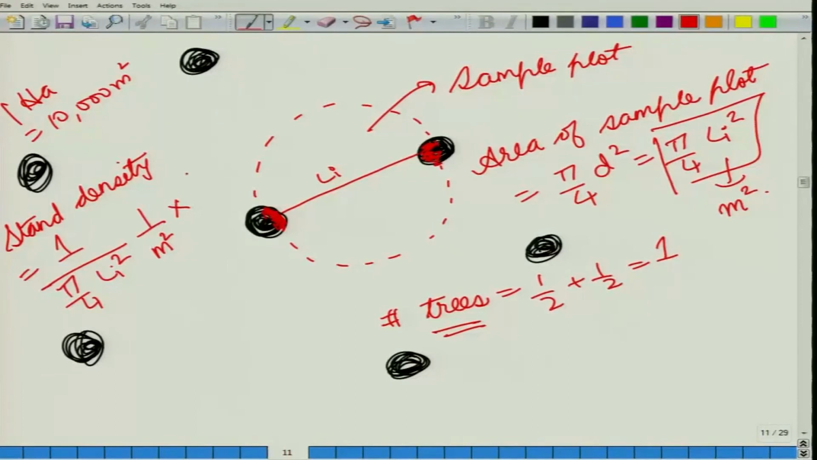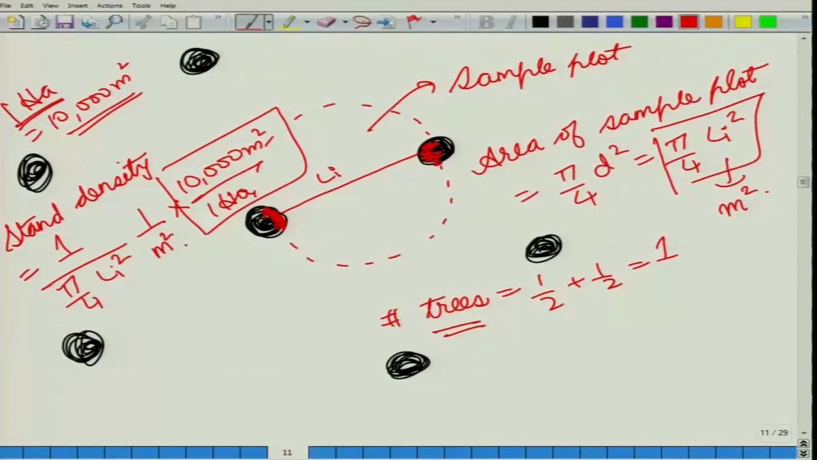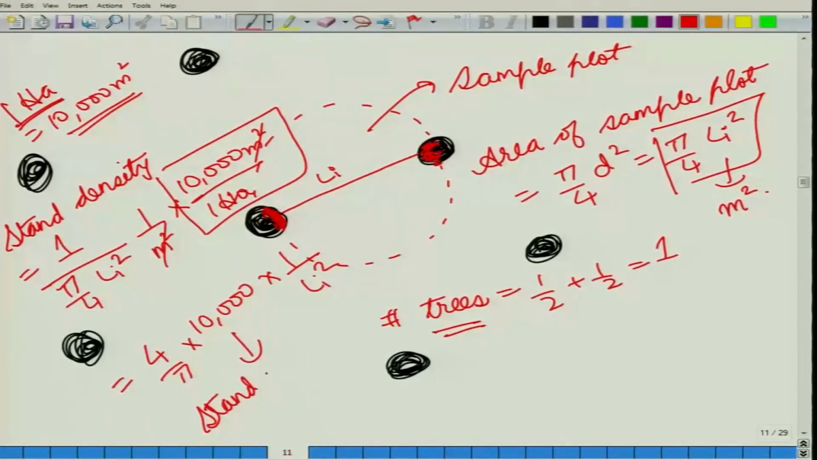So, let us multiply it by 10,000 meter square by 1 hectare. Because 10,000 meter square and 1 hectare are one and the same, this value is 1 unit or 1. Now cancelling out meter square and meter square, we get 4 by pi into 10,000 into 1 by Li square. So this is the number density or the stand density in number of trees per hectare. So the unit is 1 by hectare.